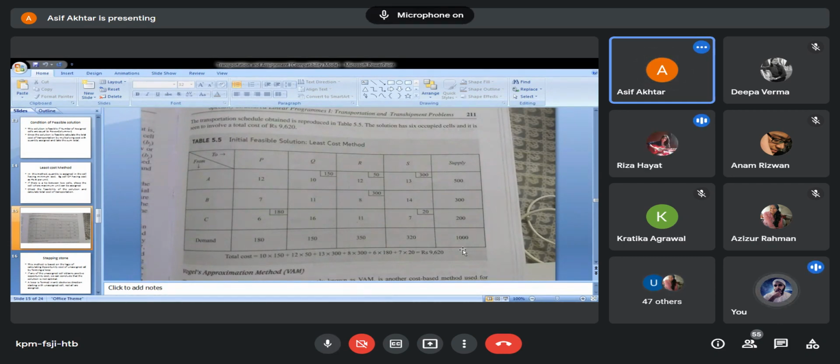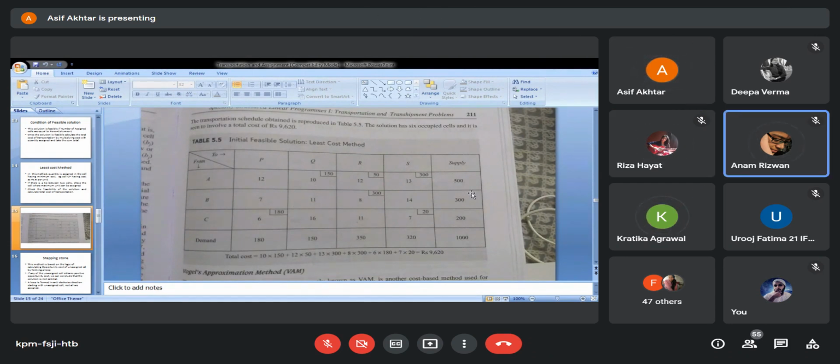How many cells are assigned? 6. Now the question is, you have to answer this question: is this the initial feasible solution? क्या ये initial feasible solution है? Yes, sir. Now how do I decide? How do I say yes or no? 3 plus 4 minus 1 equals 6.